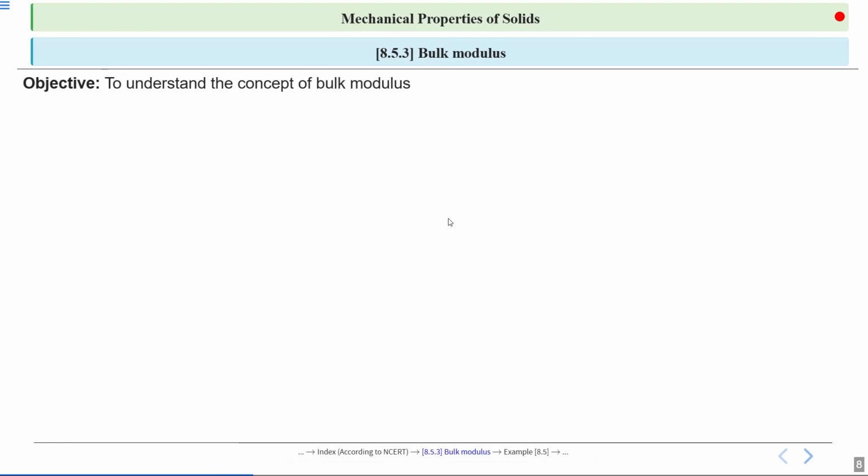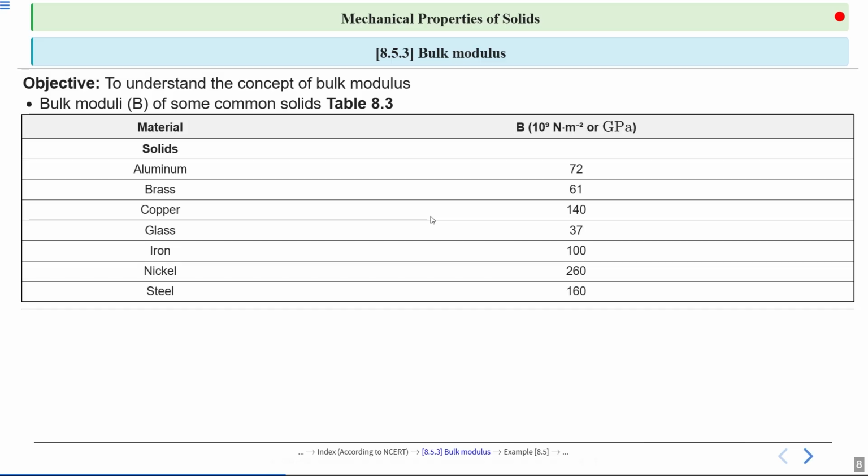So we are continuing the concept of bulk modulus. Now let's look at the bulk moduli of some common solids as shown in Table 8.3. Bulk modulus, represented by the letter B, measures how much pressure is needed to compress a material by a certain amount. Here is a table listing the bulk modulus values for several solids: aluminium, brass, copper, glass, iron, nickel, steel.